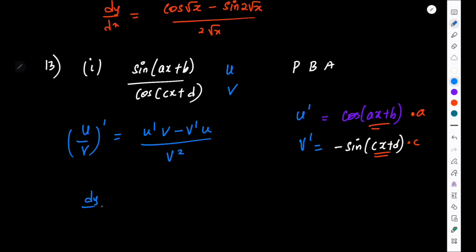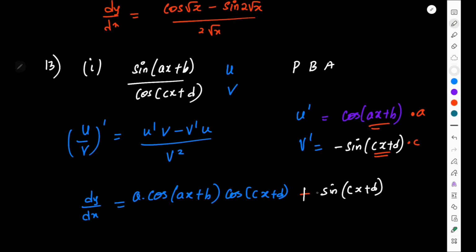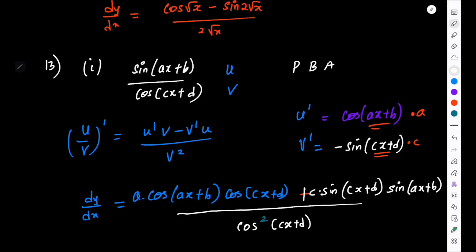Okay, so dy by dx is equal to u dash differentiation cos ax plus b into a, and v is cos cx plus d, and minus of, you have a minus, so minus of this minus becomes plus, sine cx plus d, and into c you have, and into u, which is sine ax plus b, divided by v square, cos square cx plus d, right? I hope it's very clear, right?